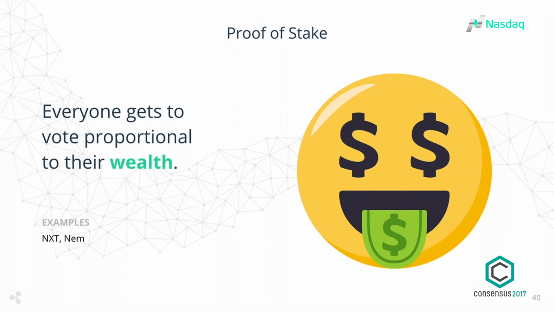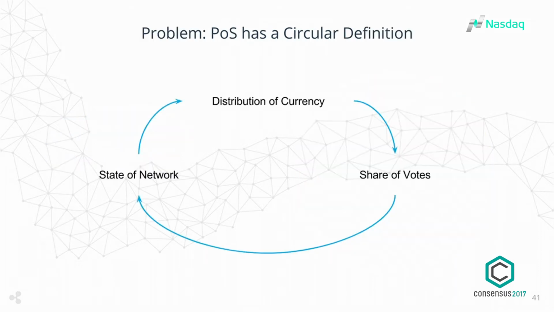The next model that's been proposed is proof of stake, and this was proposed in part to address some of the previous concerns, namely we want to be able to have the people that are actually participating in the network vote, and then also we want to have them vote without having to do all this energy wasting work first. And so the main criticism that people have raised for proof of stake is the fact that it has sort of a circular definition.